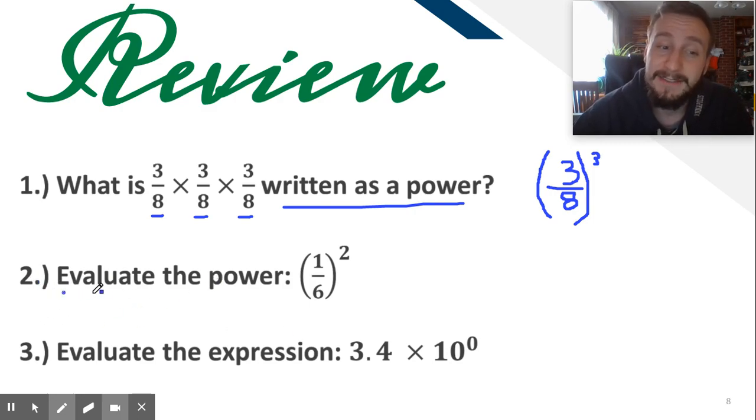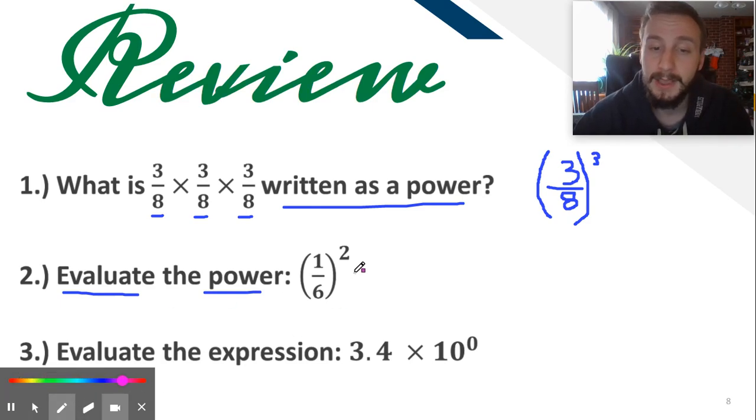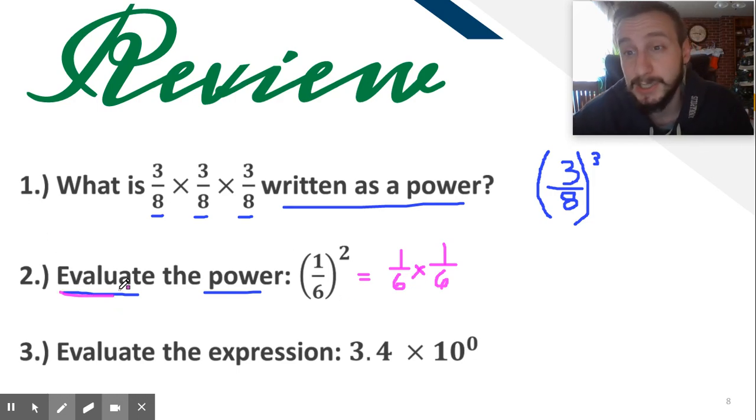Now this one says evaluate the power 1/6 squared. So 1/6 to the power of 2. Well, what's this in expanded form? 1/6 is my base. My exponent is 2. So this is really telling me it's 1/6 multiplied by itself twice. So I have 2 1/6ths here. Okay, not too bad. But it says evaluate the power, which means I need to solve it. So this is the expanded form, but I want to write it in standard form, which means to solve.